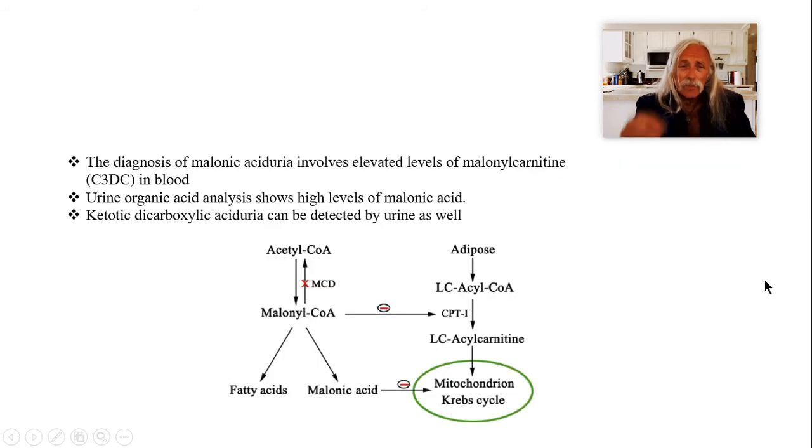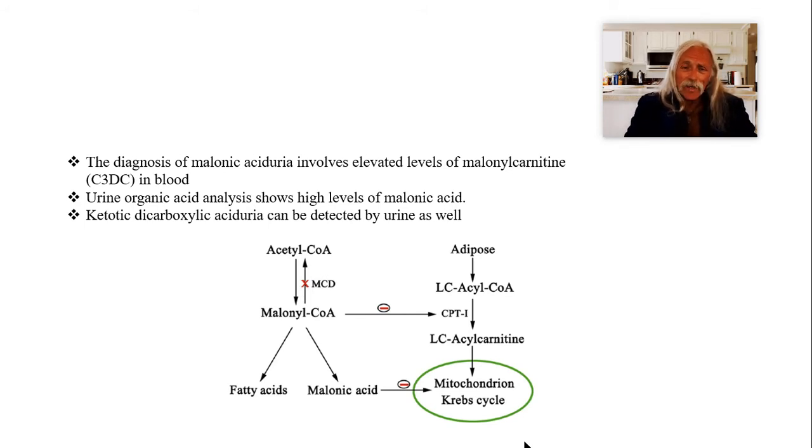Okay. So the diagnosis of malonic aciduria involves elevated levels of malonyl carnitine, also a C3DC, in the blood. So you get a deficiency in the malonyl-CoA decarboxylase. You build up malonyl-CoA. Malonyl-CoA blocks the CPT1 that blocks uptake of acyl-CoAs as acyl-carnitine into the mitochondria. So the malonyl-CoA will degrade, though, okay? Or it can be used for fatty acid synthesis. When it degrades, it makes malonic acid, which further inhibits the TCA cycle, okay? So this is how it presents ultimately.